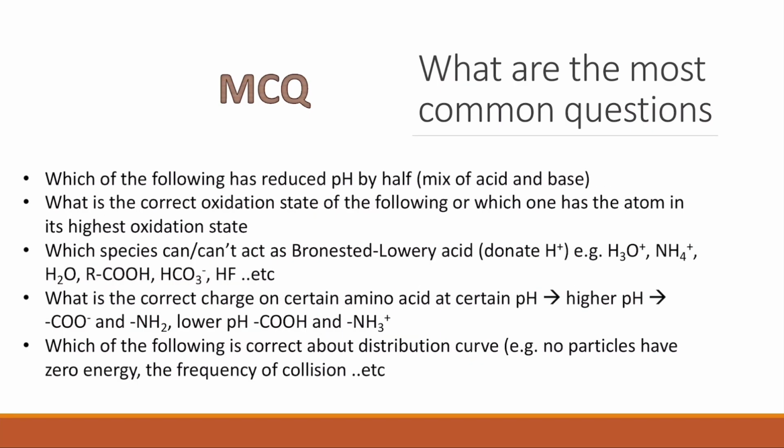Which of the following has reduced pH by half? So they can give you a certain volume of a certain acid or a base, which has a certain pH, and they're going to ask you which of the following would reduce the pH by half. So you have to calculate the pH in order to find which one will reduce or increase the pH, basically affect the pH.